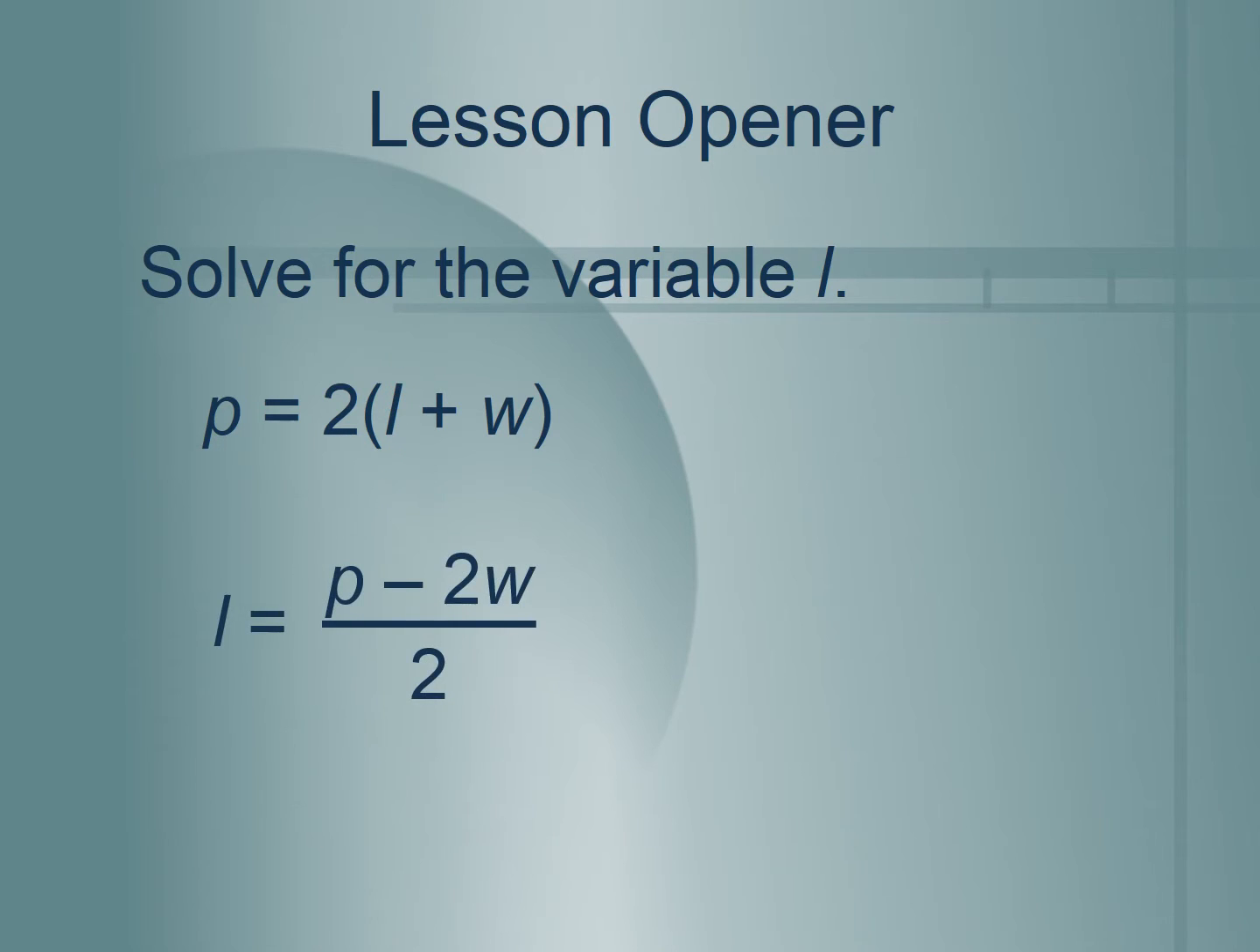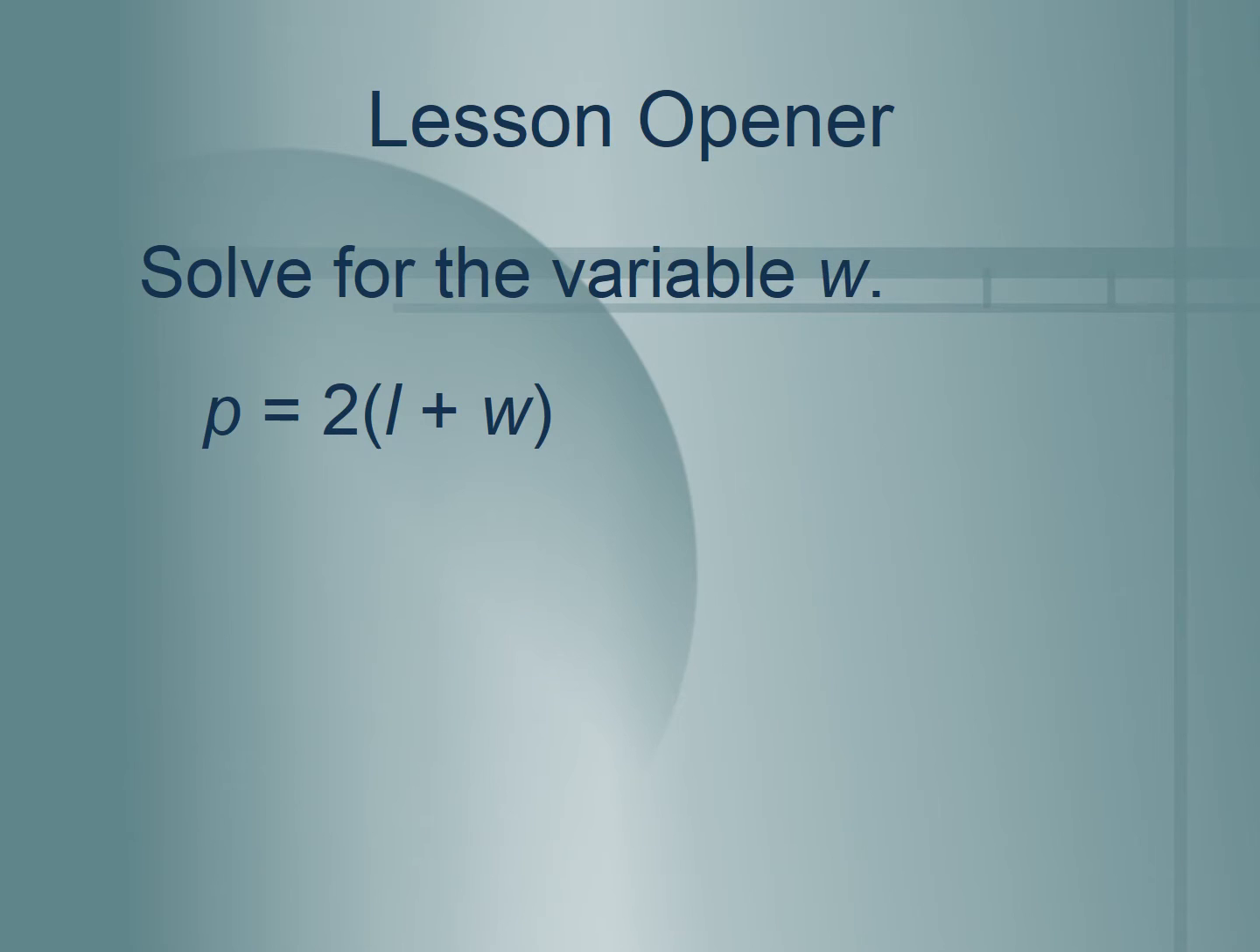So the first thing we would do is we would go ahead and divide everything by 2. And then we would go ahead and subtract the W. And once we have that, we end up with L is equal to P minus 2W divided by 2. And there's two ways you could write this. You could write it as P over 2 minus W. You could also write it P minus 2W over 2.